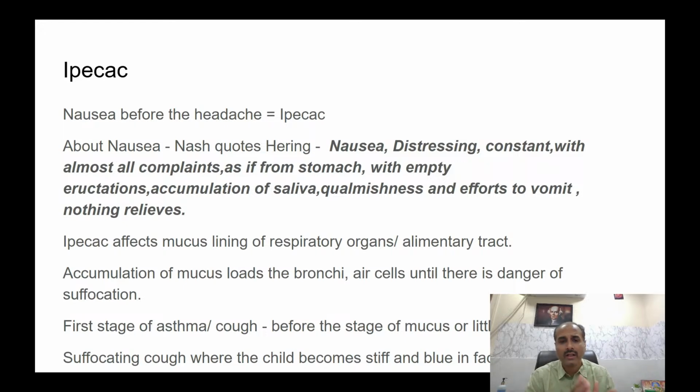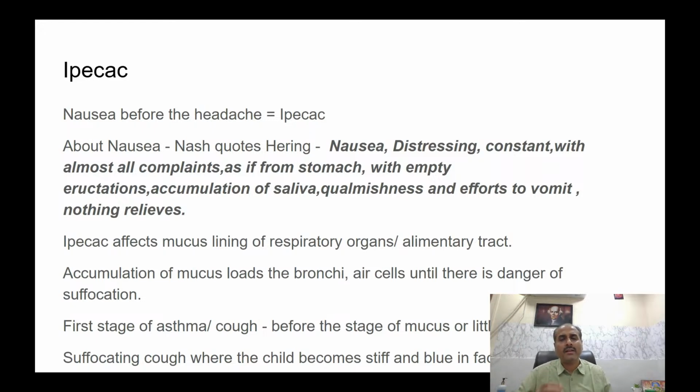So, about nausea, Dr. Nash quotes Hering like he has been doing in all the past few remedies, all the remedies, and he tells us that in Ipecac, Dr. Hering tells, there is nausea, distressing, constant, with almost all complaints, as if from the stomach, with empty eructations, accumulation of saliva, qualmishness, and efforts to vomit. Nothing relieves. So this entire description sums up what exactly is the presentation of Ipecac in your clinics.